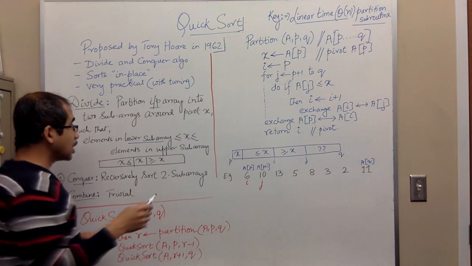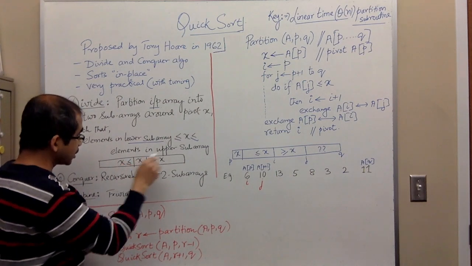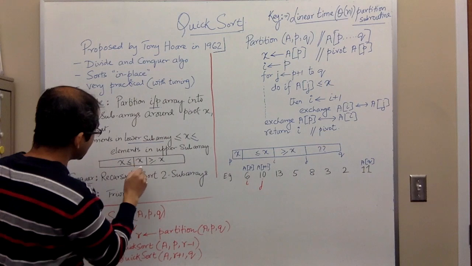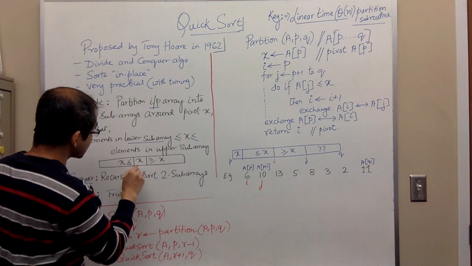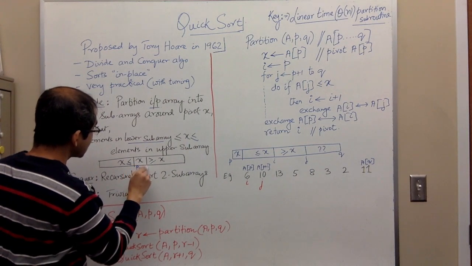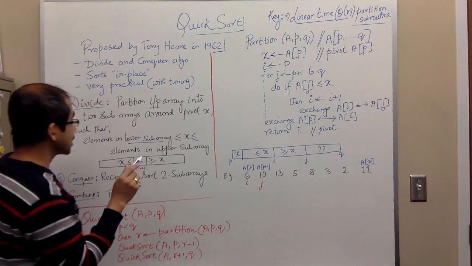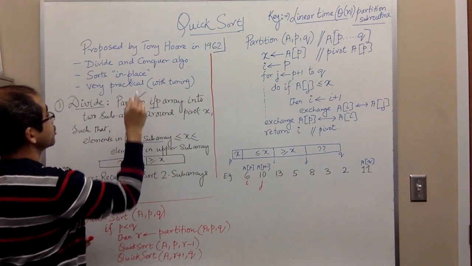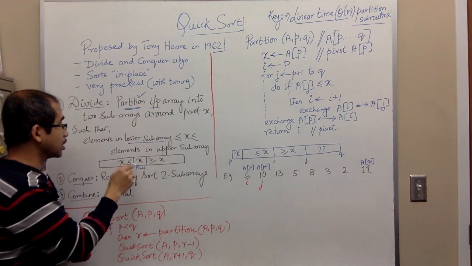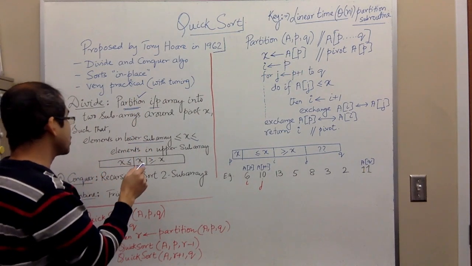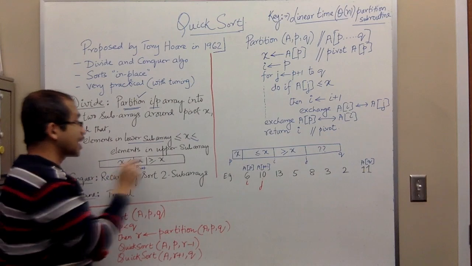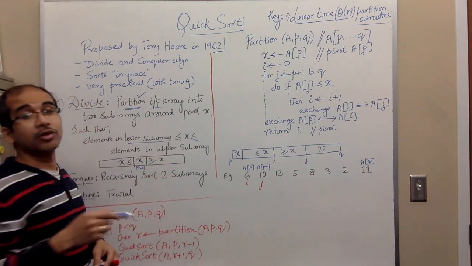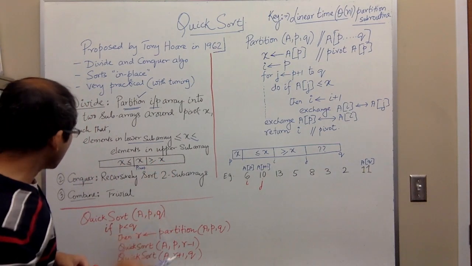So this looks something like this. Suppose this is the pivot element x, and the array will be organized using the partition subroutine, or the partition procedure, so that on the left side of x will be all elements which are less than or equal to x, and on the right side of x will be all elements which are greater than or equal to x. I hope you understand.